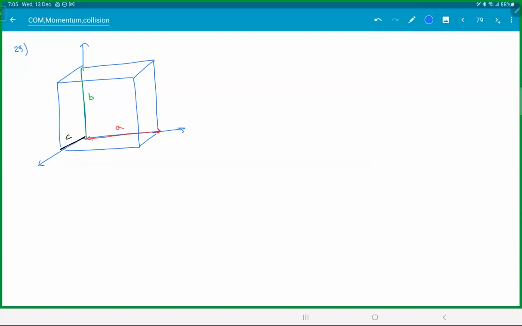It's a cuboid. Cube nahi hai, cuboid with sides A, B, C. The density is given by rho naught x y square z cube. Find center of mass.